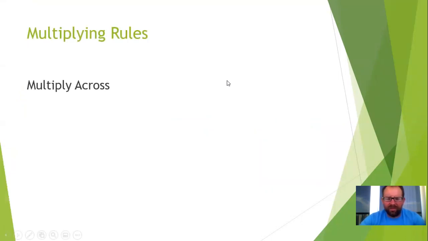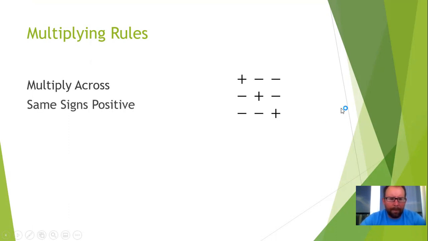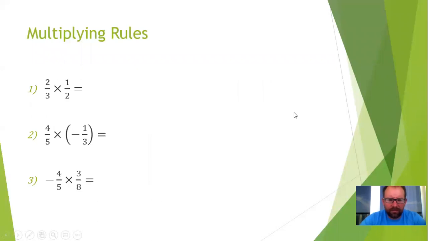Multiplying, in particular, is the easiest thing you can do with fractions. You literally just multiply straight across. You have to remember the integer rules, though. Positive times a negative is a negative. Negative times a positive is a negative. Negative times a negative is a positive. Same signs, positive. Different signs will be negative.